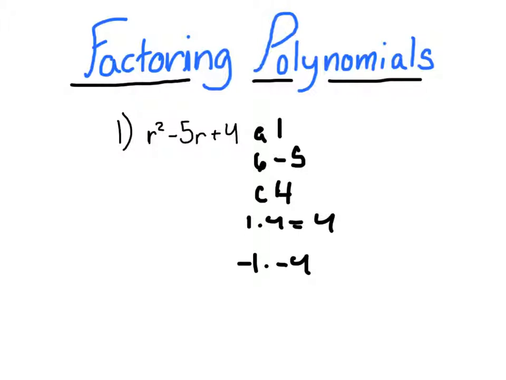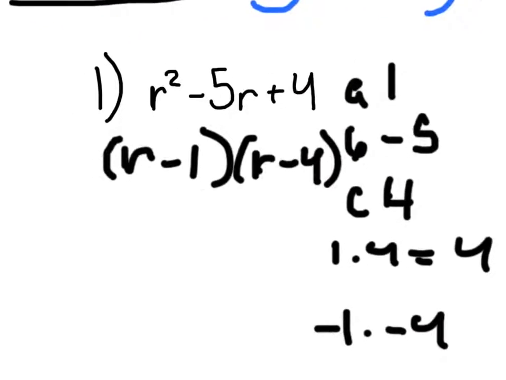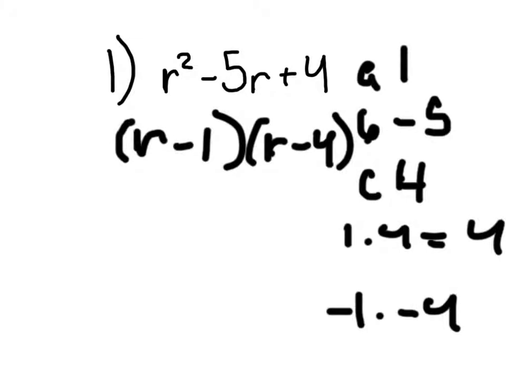So now, the way we do this, we just write r minus 1 and r minus 4. So now that we have that, just go ahead and zoom in here, and I'll show you guys how to check this. So the way you would check this is you FOIL, so first, outer, inner, last.